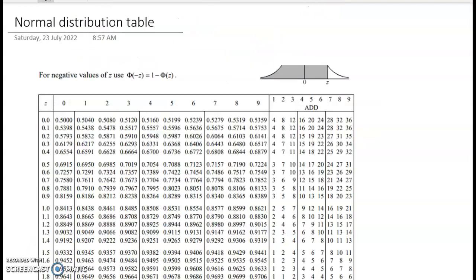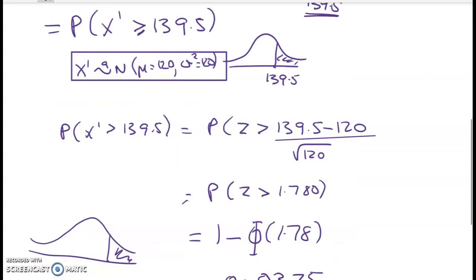So I'll show you where that's coming from. Here's my normal distribution table. I've got 1.78, which is here, and the number is 0.9625.